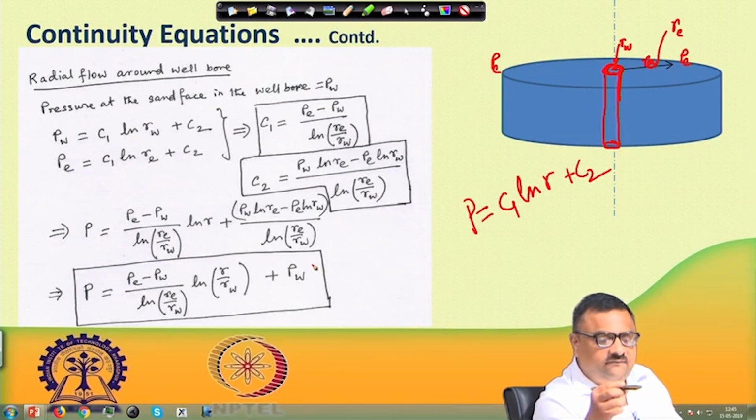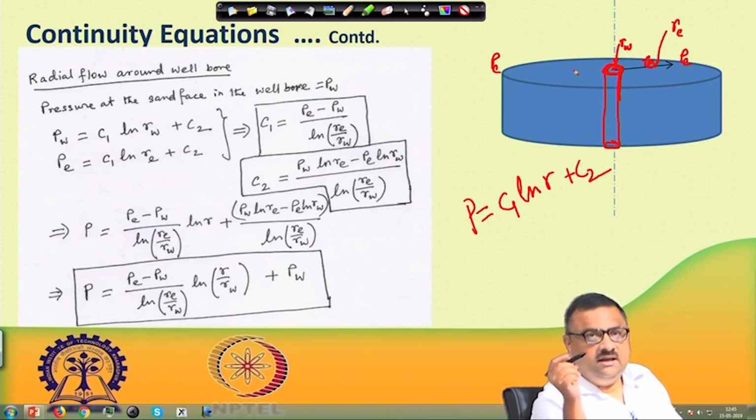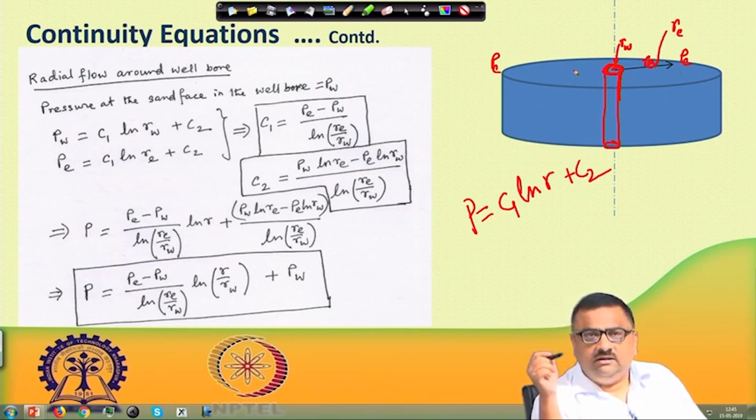So what is given here? At R is equal to R e, the pressure P e is known. At R is equal to R w, that means the sand face of this well, the pressure is known. If these two pressures are known, and the corresponding R e and R w at which radial points this is happening are known, then the pressure at any intermediate point can be obtained following this expression. So this expression can be used to find the pressure at any intermediate location.